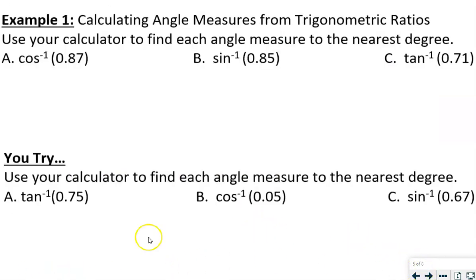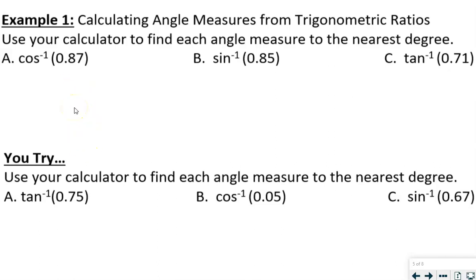So pause. What you're going to do with all of these is push the second function key. On cosine, if you look above it, it says cosine -1. Same way with sine and tangent, okay? So what I want you to do right now is make sure your calculators are in degree mode. Go to mode to make sure they're in degree mode. And then I want you to do second cosine of 0.87. And that's going to give you an angle measure.